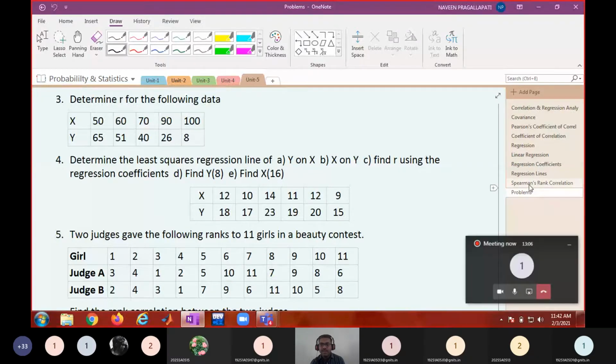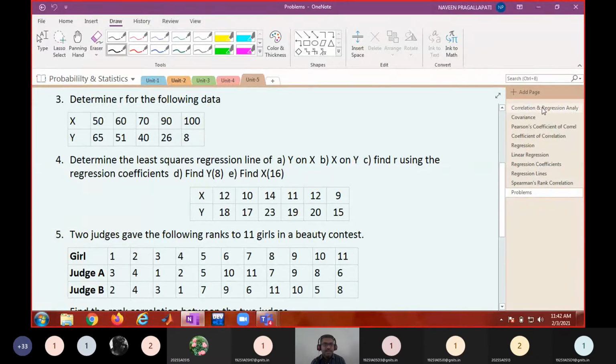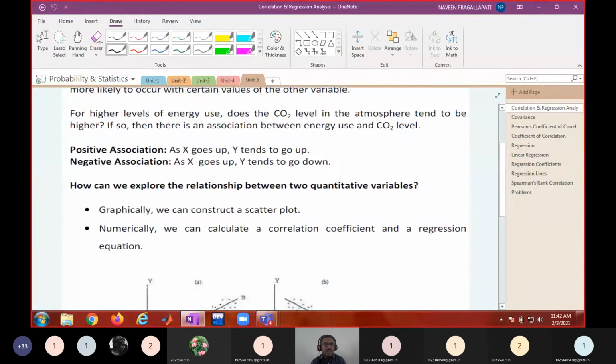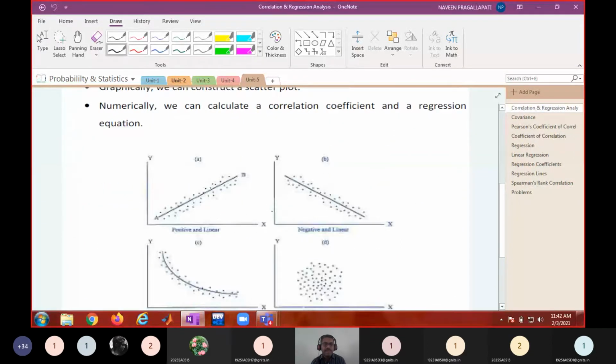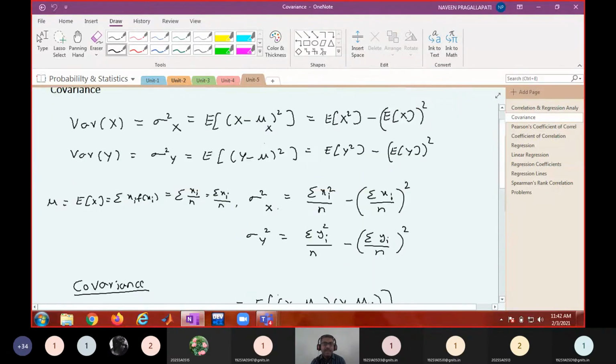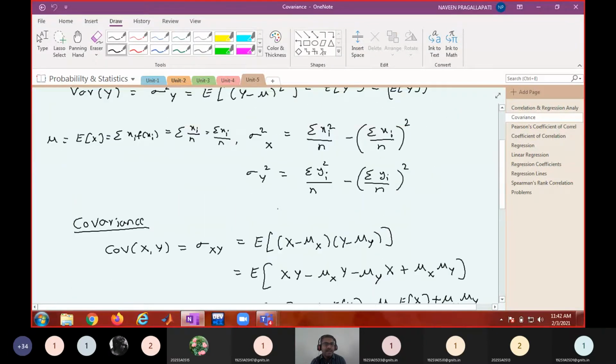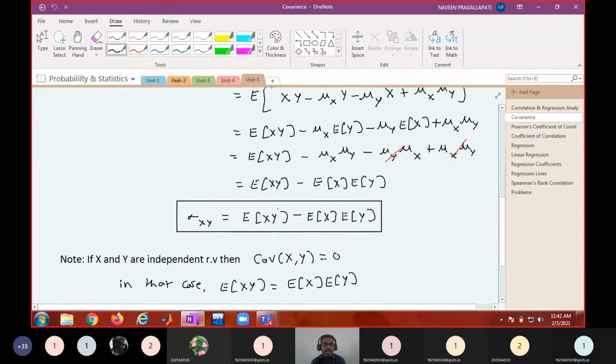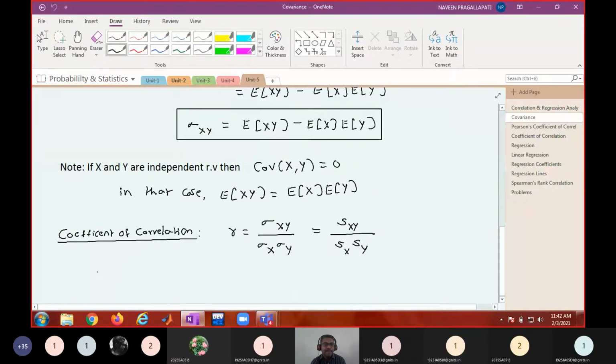Okay, so let me recall the concepts once again. So we started with the correlation. Correlation is about how strongly two data are related. That is measured by the coefficient of correlation, which is denoted with R, and R is in between -1 to 1, and we derived a formula for the coefficient of correlation.